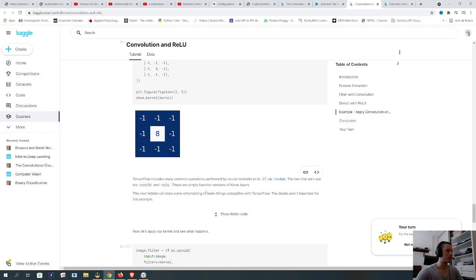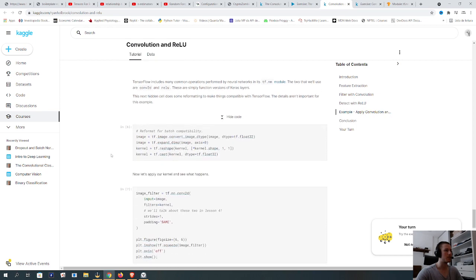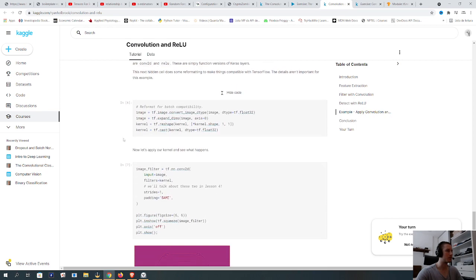TensorFlow includes many common operations performed by neural networks in its tf.nn module. The two that we will use are conv2d and relu. These are simply function versions of Keras layers. This next hidden cell does some reformatting to make things compatible with TensorFlow. The details aren't important for this example.